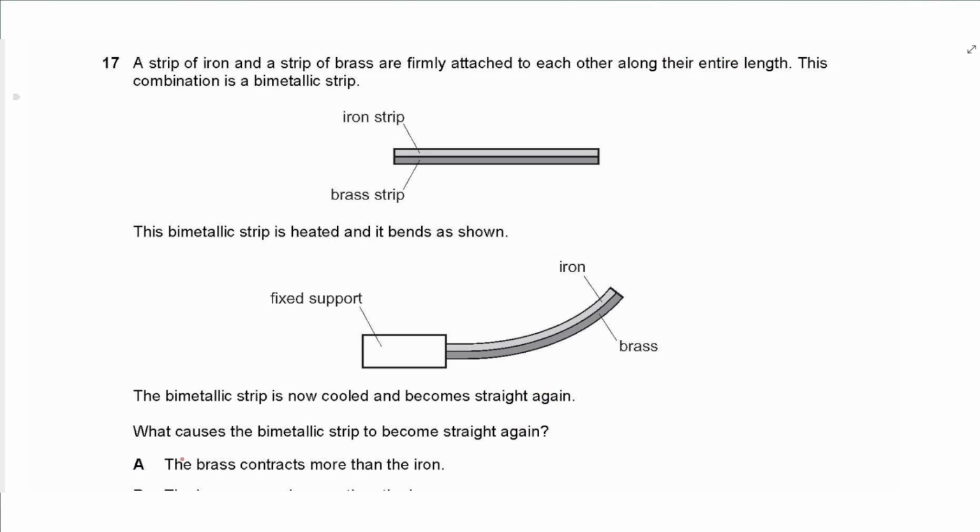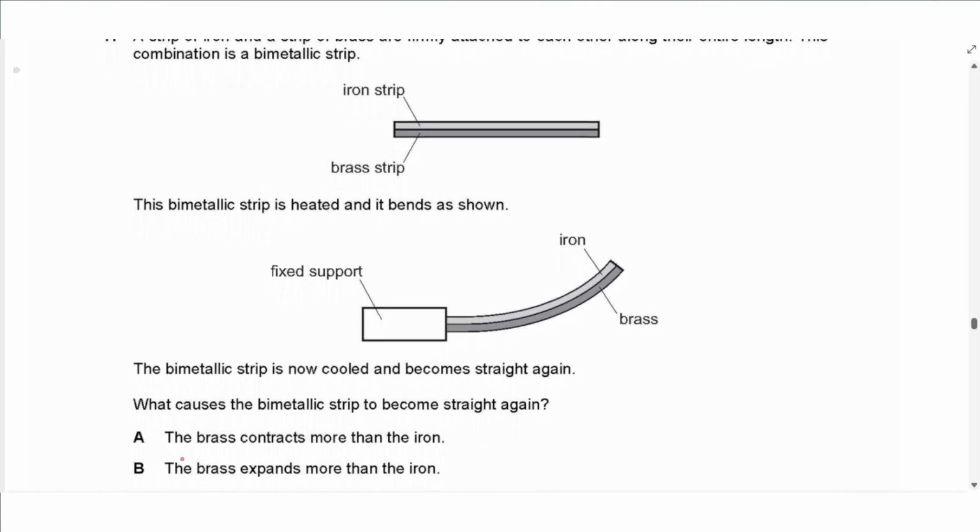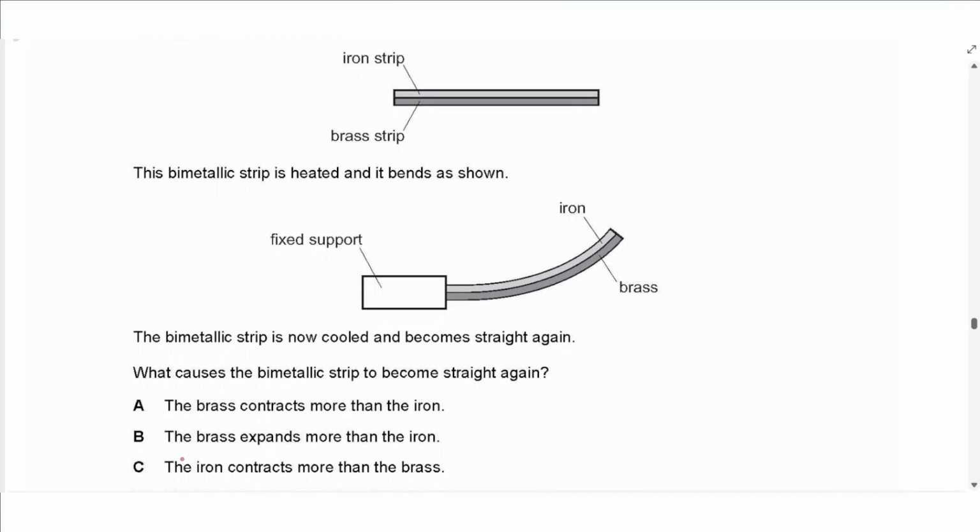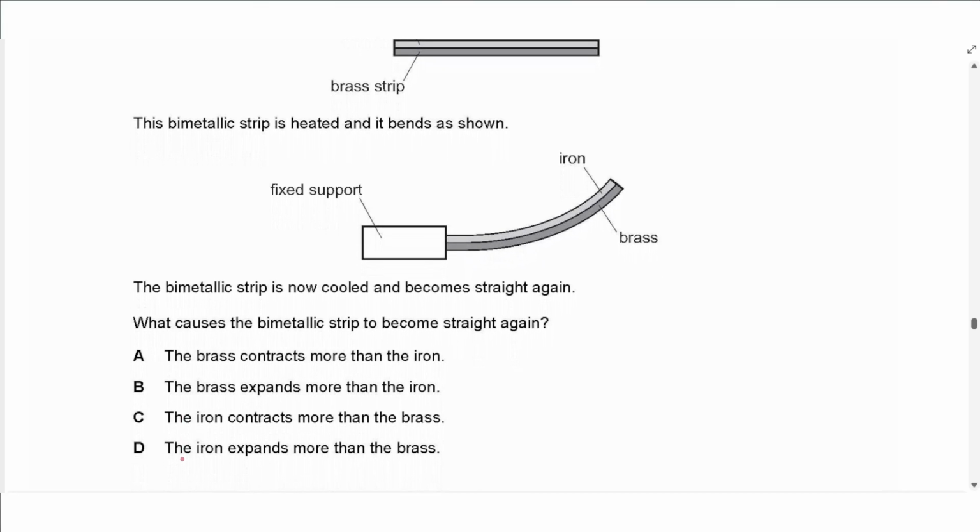Question 17 says a strip of iron and a strip of brass are firmly attached to each other along their entire length. This combination is a bimetallic strip. This bimetallic strip is heated and it bends as shown. So the brass has a longer length now than the iron, shown by the diagram on the bottom. So the bimetallic strip is now cooled and becomes straight again. Whichever expands more also contracts more. So in cooling we contract.